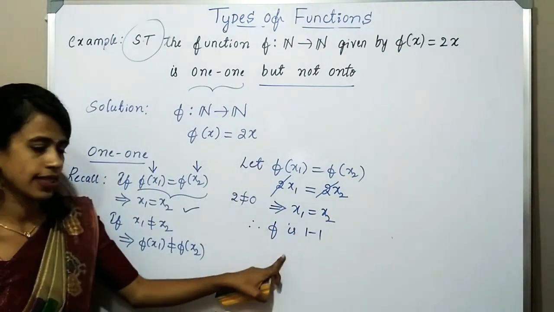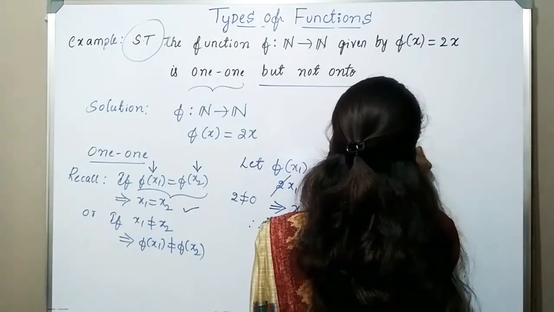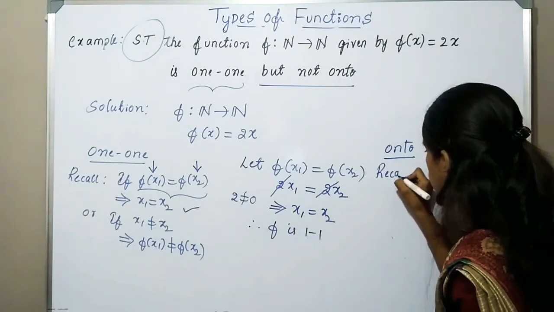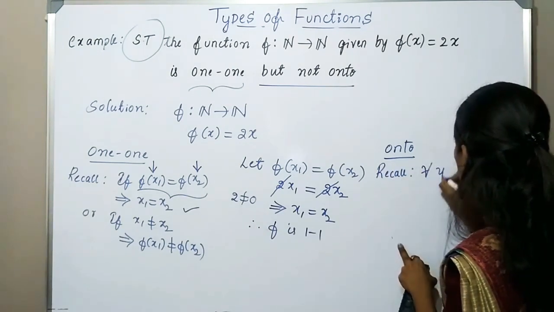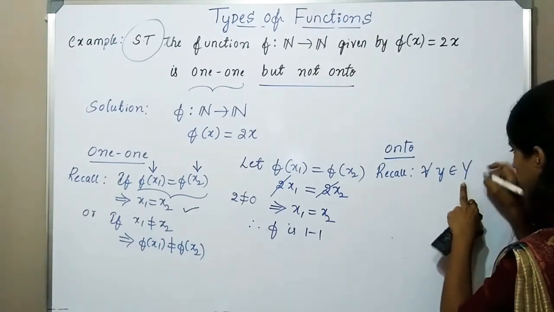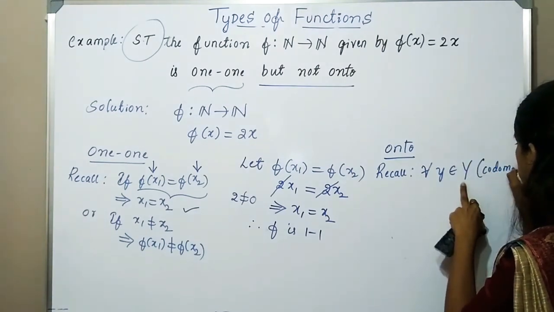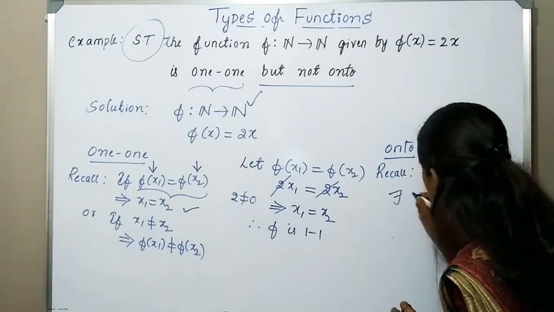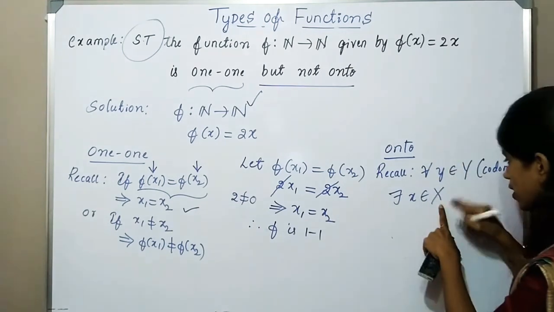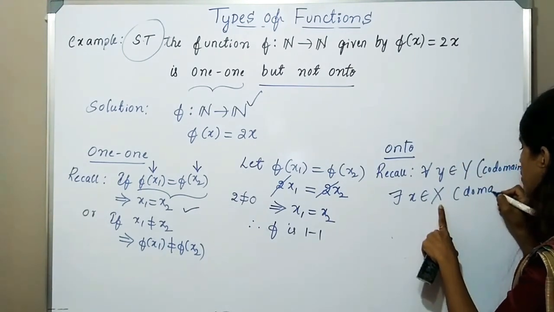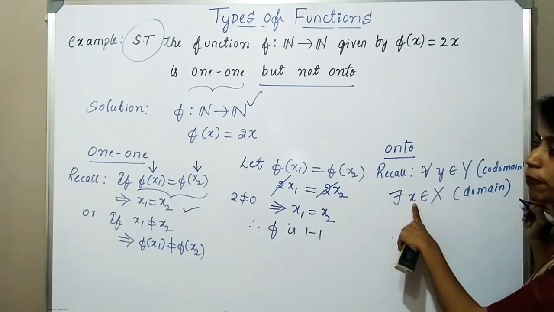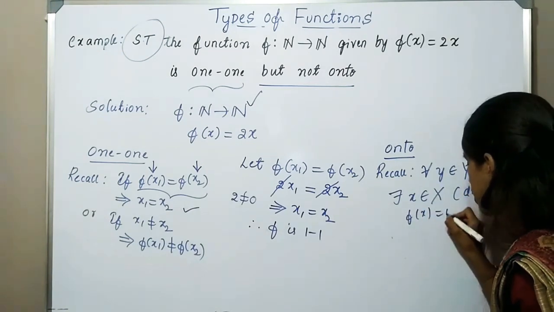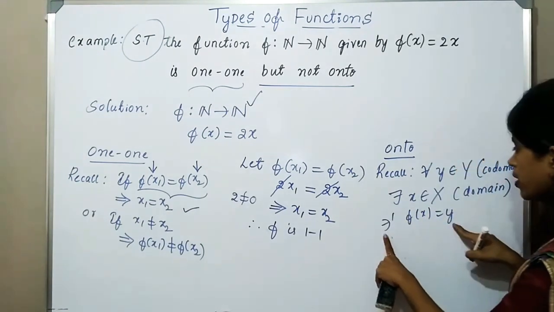Is it okay? Next, check for ontoness. Here I am taking ontoness. So what is the definition? Recall. For all y belonging to the codomain, here y is in the codomain, in this case the natural numbers, there exists a pre-image x belonging to the domain. For every element of the codomain, there exists a corresponding pre-image in the domain. That is the definition of onto, such that f of x is equal to y. Okay.